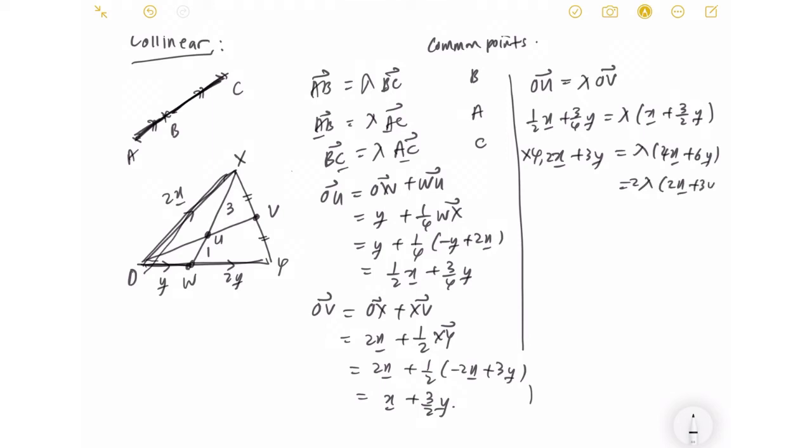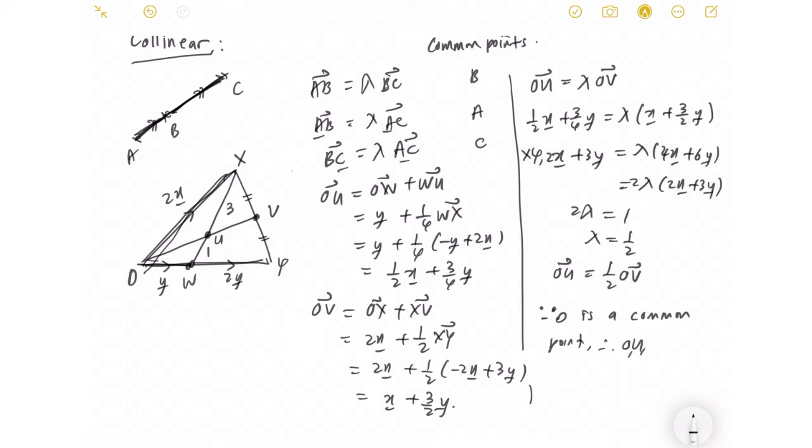And we can take a common factor here. Take out 2. This is 2X plus 3Y. You can cancel these 2. And 2 lambda is now 1. Lambda is half. So OU is half of OV. Therefore, we can say that since O is a common point, therefore O, U, V are collinear. Okay, now if they ask you to find a ratio OU to OV, then we can say OU to OV is 1:2. Right?